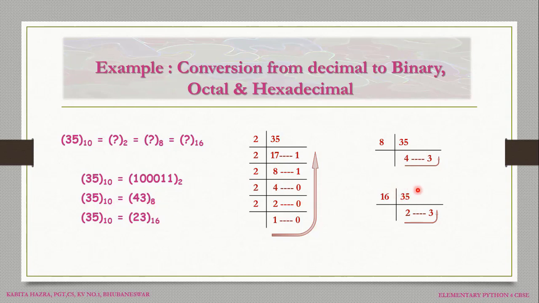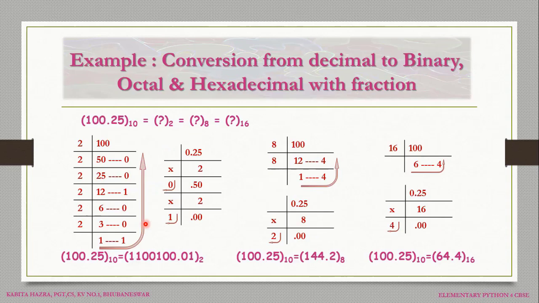Similarly, to convert to hexadecimal, we divide it by 16, we get the quotient as 2 and remainder as 3. So no further division is possible, hence the hexadecimal equivalent for 35 is 23. Let us see another example having fractional part as well. So to convert the whole number part, we will divide it by the new base, but to convert the fractional part, we will multiply it with the new base.